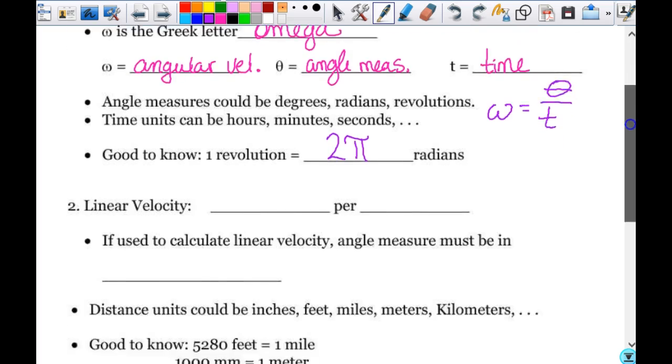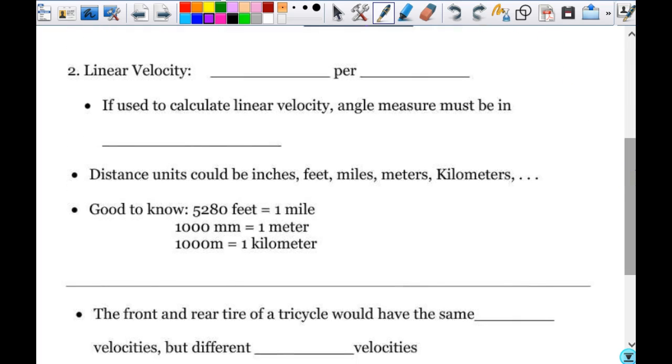Okay, so then we have linear velocity. Linear velocity is more like a line. It is still speed. But now we're talking more of a distance. So linear velocity is distance per time. Okay. And you can use the angles or the angular velocity to help you calculate the linear velocity. And if you're using it for linear velocity, then the angle measures must be in radians.